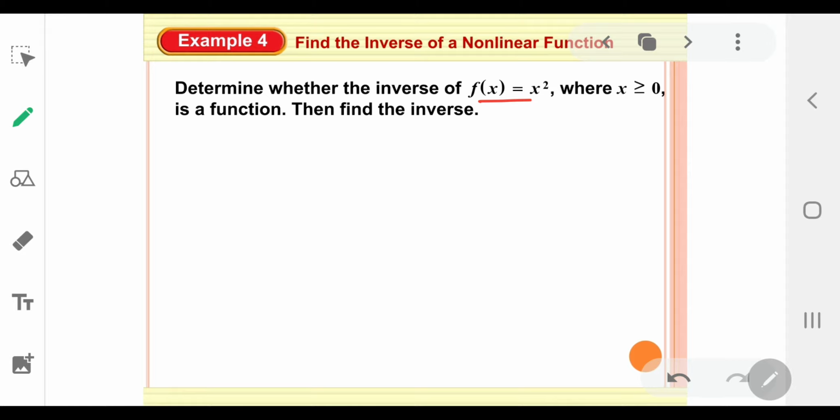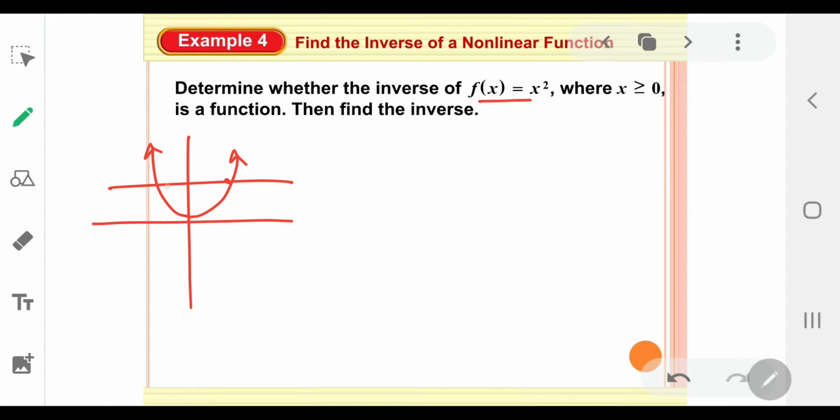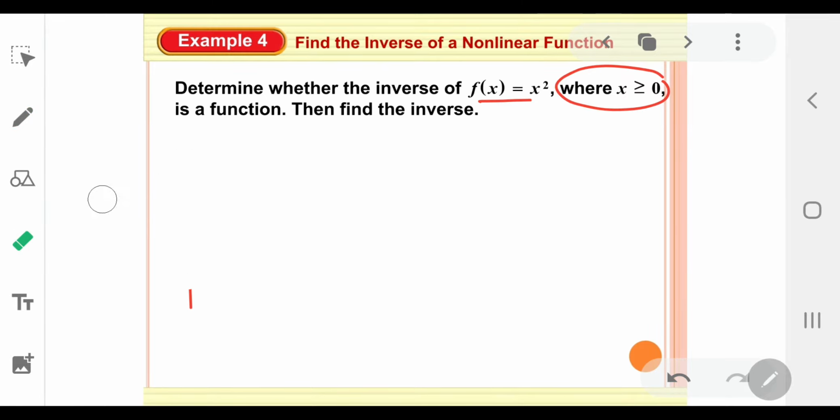If you're not reading the full question here, you will think it's a parabola. Yes, I know it will be like this. And yes, if I use the horizontal line test, it will cross in 2 points and the inverse will not be a function. But you really need to read the question carefully. There is a particular domain given here, where x is greater than or equal to 0. What does it mean? Let me erase this sketch and do the correct one.